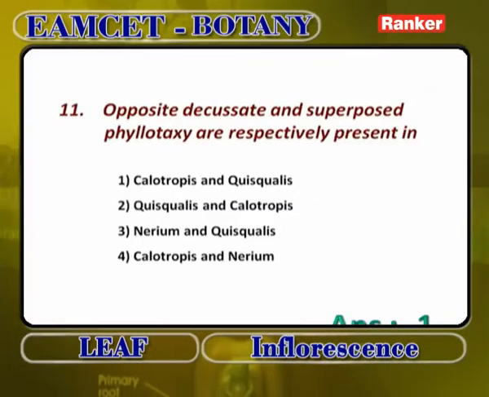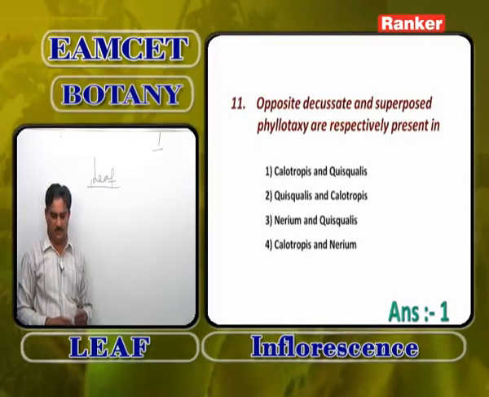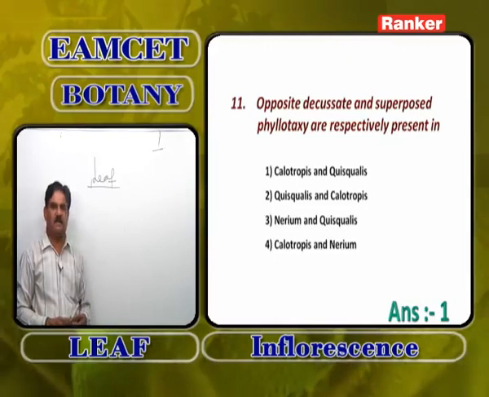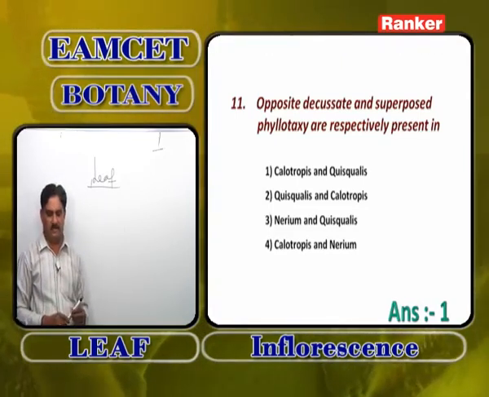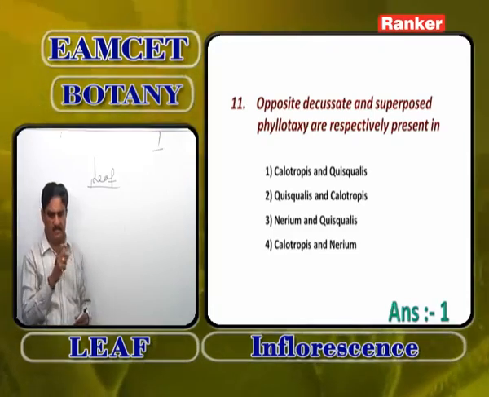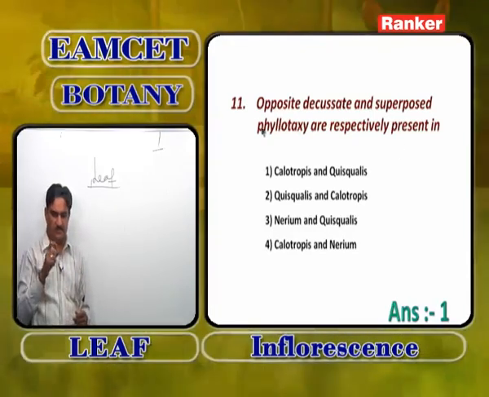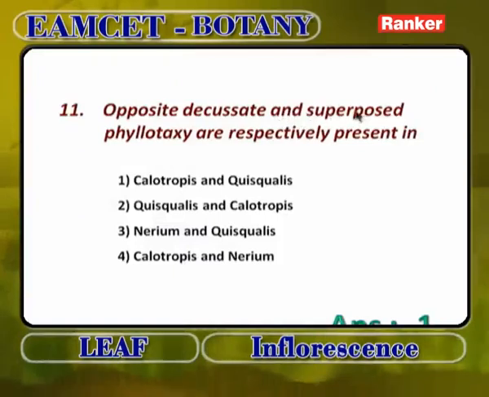Then Nerium, just now I told, whorled phyllotaxy. Quisqualis, opposite superposed phyllotaxy. Calotropis, opposite decussate phyllotaxy. Nerium, whorled phyllotaxy. So question reading is very important. What is the question given? Opposite decussate and superposed phyllotaxy. So first you have to identify the opposite decussate phyllotaxy, then the opposite superposed. So the answer is opposite decussate will be in Calotropis, opposite superposed will be in Quisqualis.